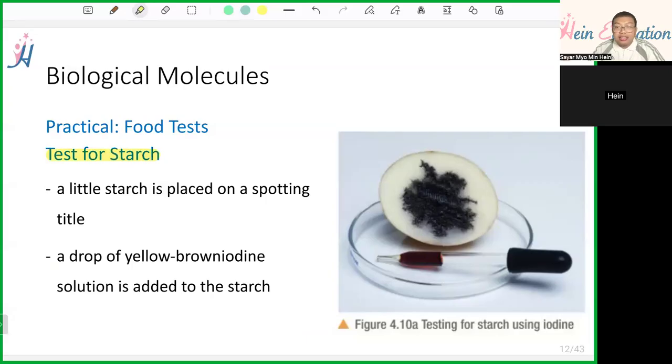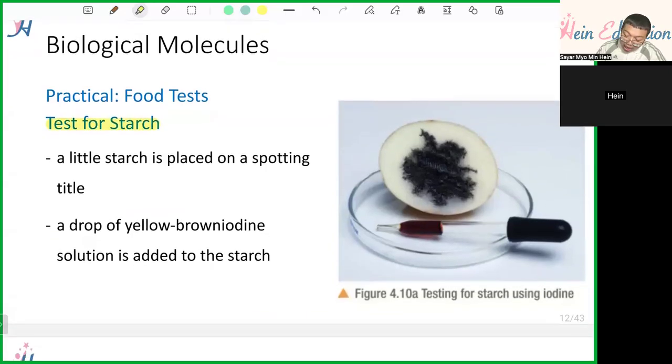We can simply add iodine solution. Here they say yellow-brown iodine solution. So a drop of yellow-brown iodine solution is added to the starch. In this example, I think we use a potato. So we will have a potato, and we can just add iodine solution and observe whether starch is present or not by the color change.